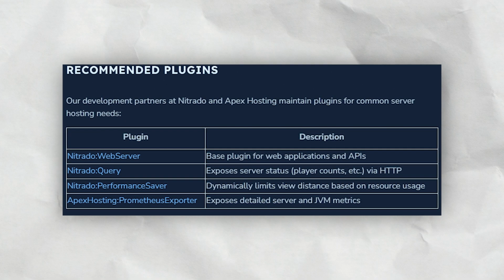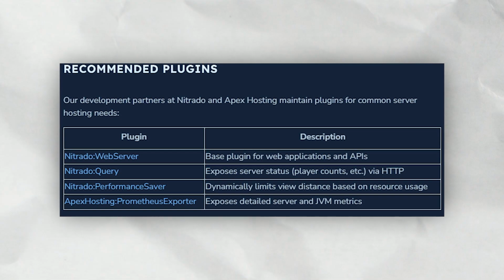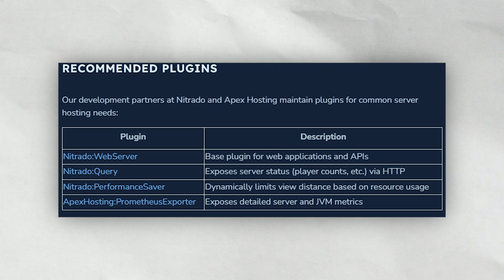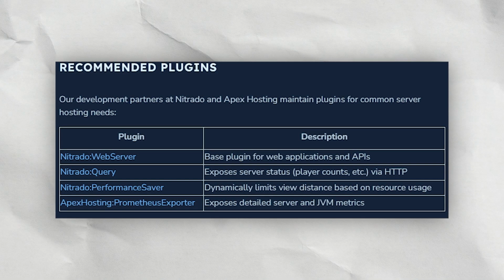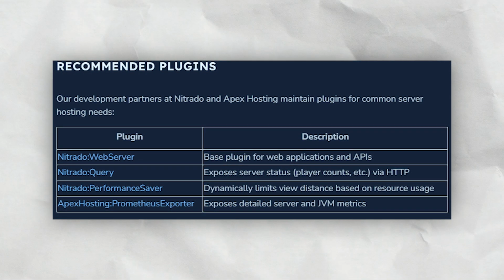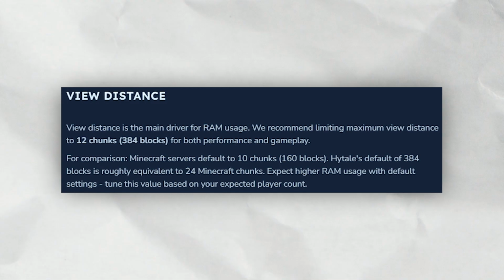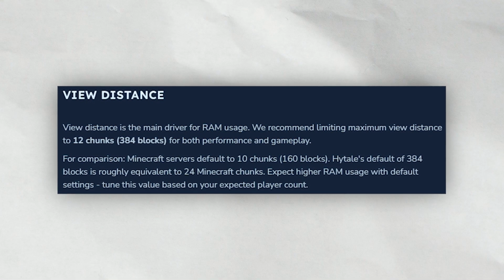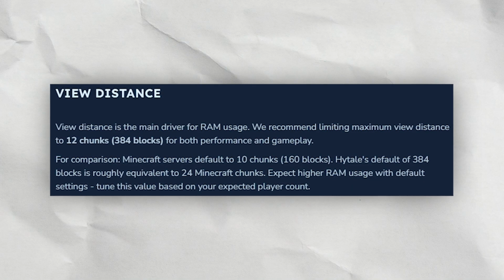Hytale recommends these plugins. The web server plugin is the base plugin for web applications and APIs. The Quarry plugin exposes server status like player count by using HTTP. The performance saver dynamically limits viewer distance based on resource usage. And the Prometheus exporter exposes detailed server and JVM metrics. View distance is the main driver for RAM usage, so it's recommended to limit maximum view distance to 12 chunks, which limits it to 384 blocks. This helps for both performance and gameplay.